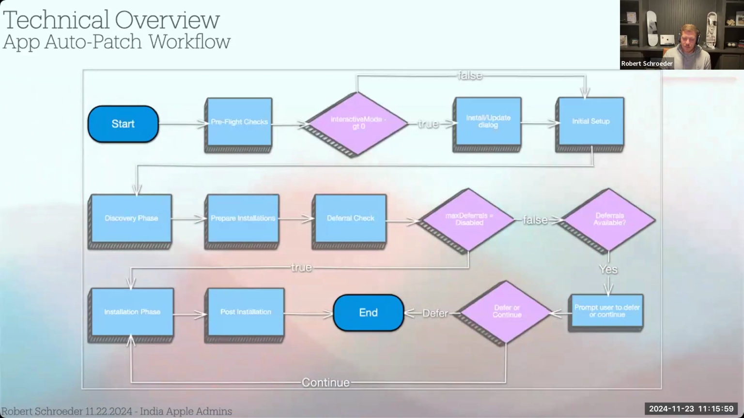Once the max deferrals have been reached, if deferrals are made available to the end user and there are no more, it will go through and go to the installation phase and then a post-installation phase, and then it ends, right? So that's the technical overview of how app autopatch works.